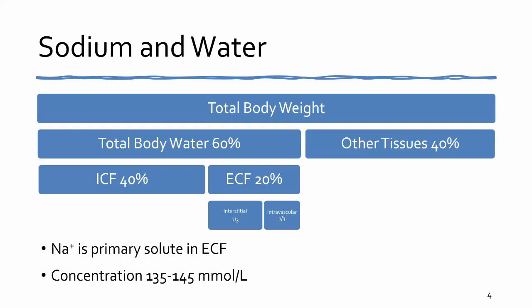So sodium is the primary solute in the extracellular fluid. The majority of sodium in the body is also contained in the extracellular fluid, and the normal concentration is 135 to 145 millimoles per liter. Sodium homeostasis refers to the mechanisms that the body employs to maintain the sodium concentration in this extracellular fluid.